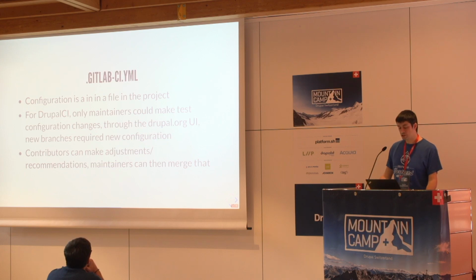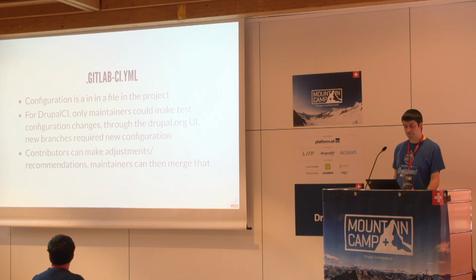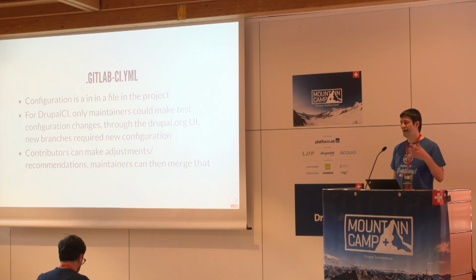The configuration of GitLab CI is in a file called .gitlab-ci.yml. This is very nice because for Drupal CI, it's a user interface on Drupal.org. And if you're not a maintainer, you cannot even see what the current configuration is, and you can definitely not change it. As a file, if a project is not yet using GitLab CI, you can start a new issue, do an issue fork, add the file, tests will run, and if it's working, the maintainer can merge it.